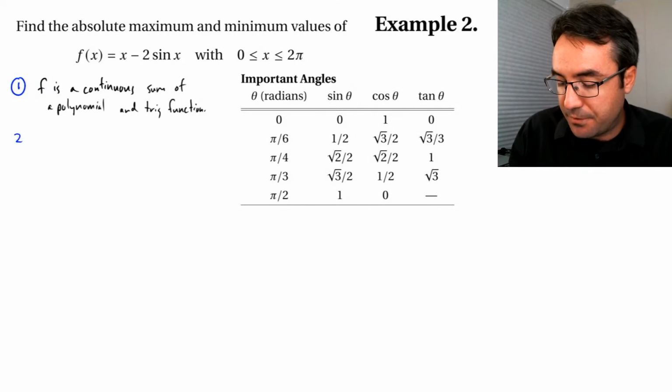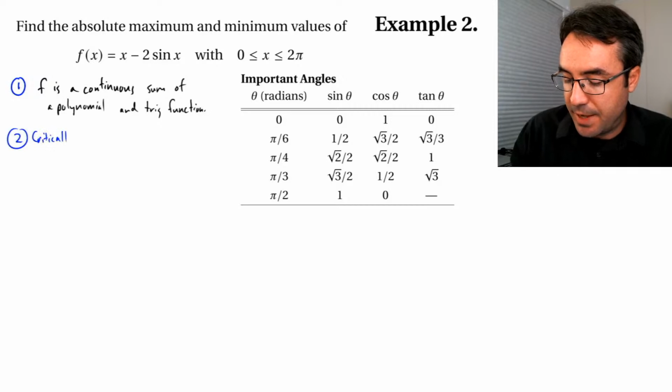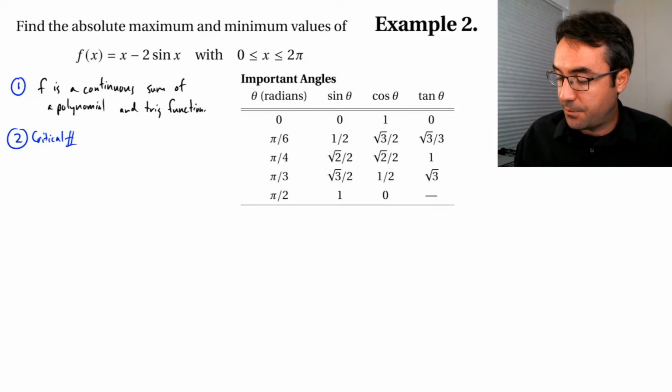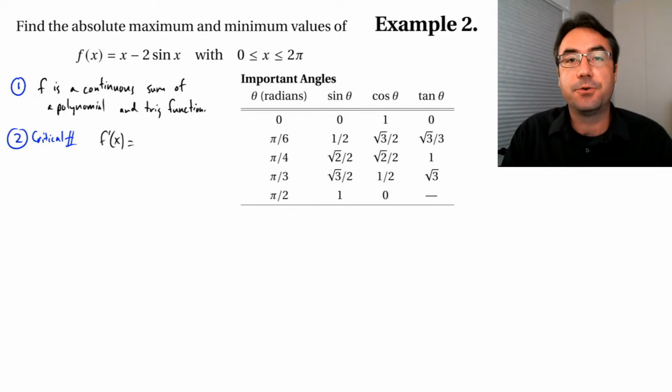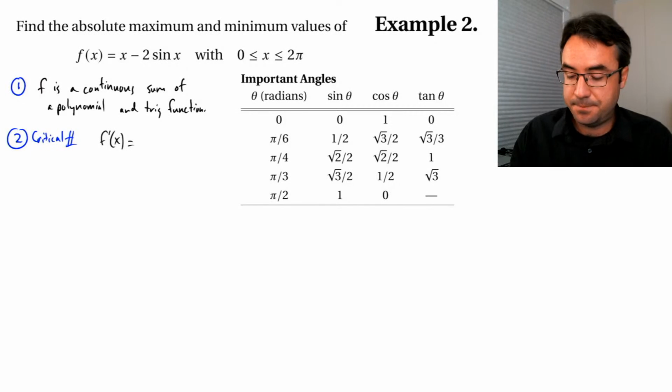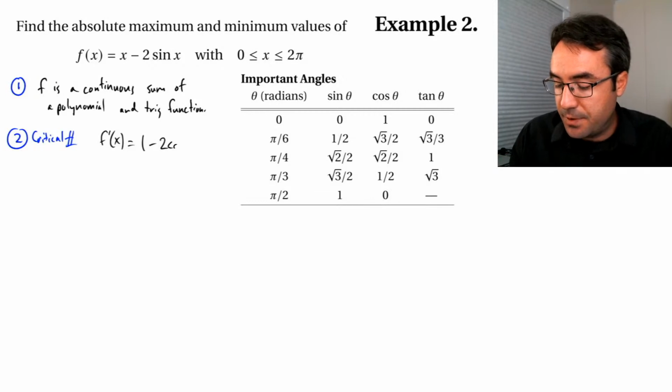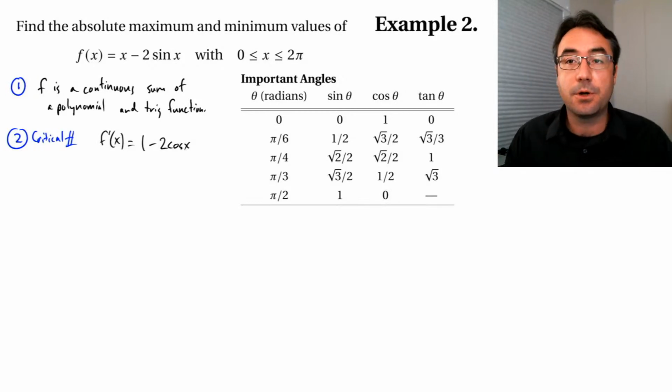So step 2, we want to find the critical numbers. So that means we need to figure out f prime. We want to figure out where f prime is equal to 0. Where does it not exist? So let's first calculate f prime. So derivative of x is 1. Derivative of 2 sine x is 2 cosine x. So our derivative here is 1 minus 2 cosine x.